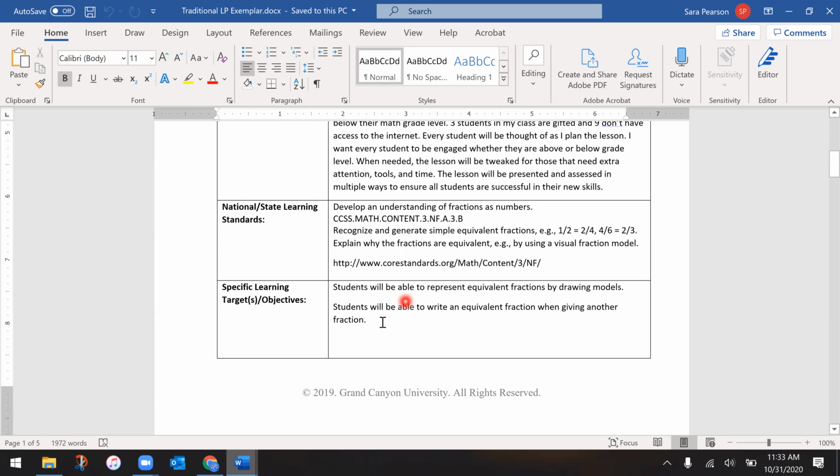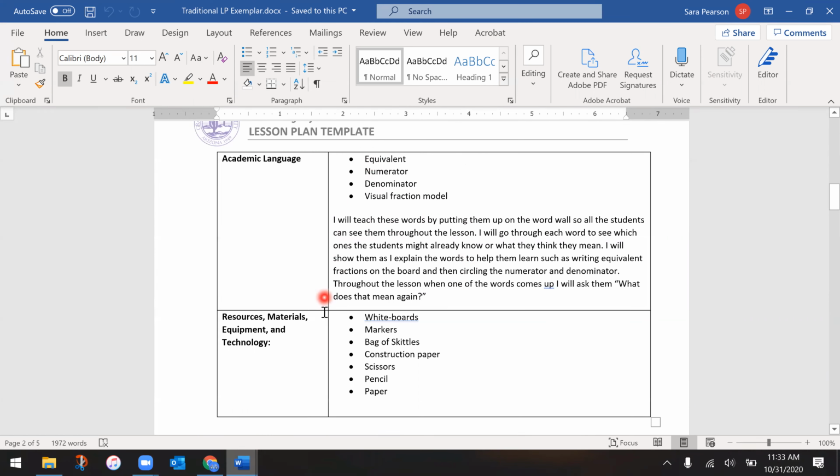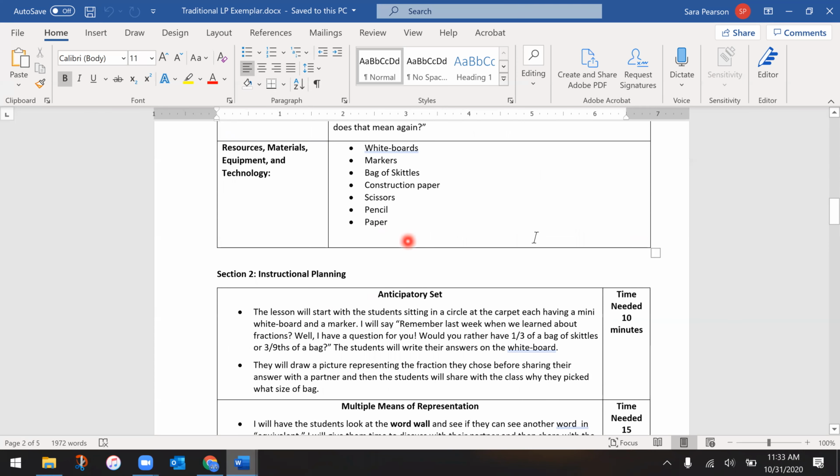When you get down to the academic language, don't just identify terms, but also give me a quick synopsis of how you're going to teach them, how you'll make sure that the students learn the terms within the lesson. You'll include your resources.